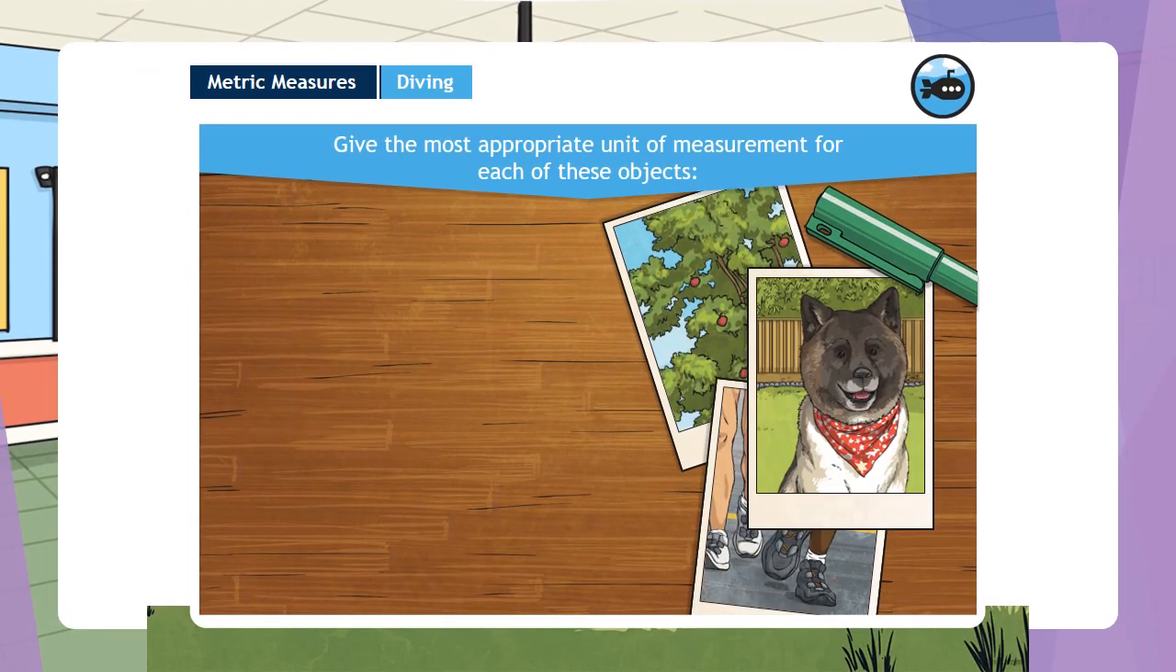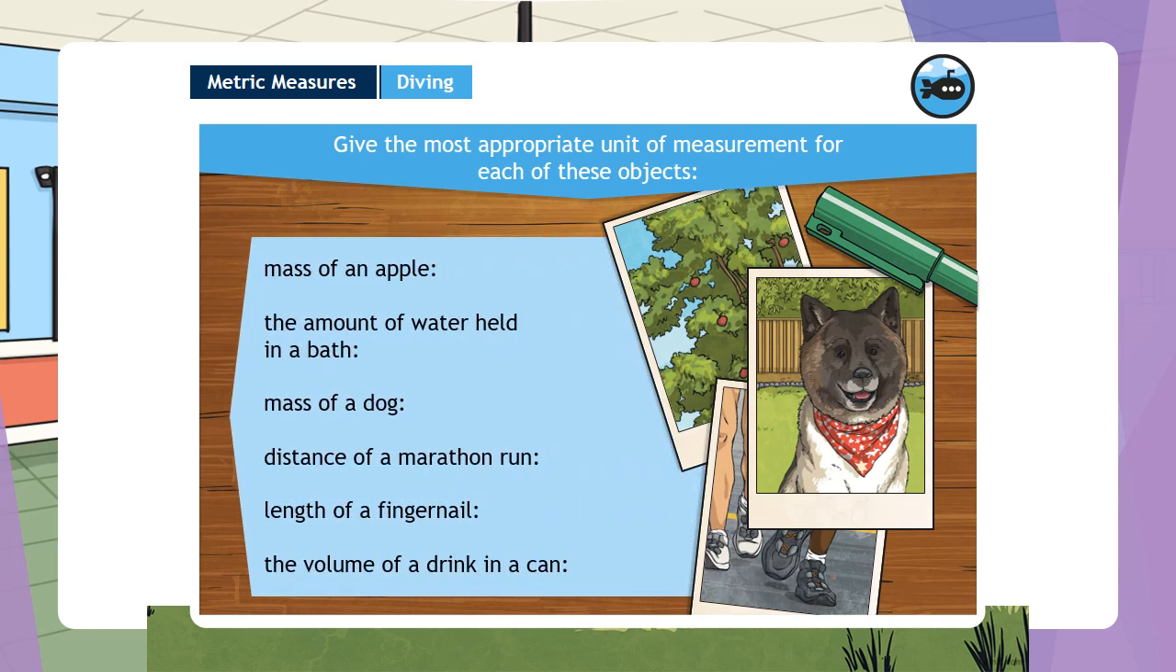Now, give the most appropriate unit of measure for each of these objects. The mass of an apple. If you brought me an apple and I said, "Ooh, how much does that apple weigh?" And you replied, "Miss, it's 24 litres." I'd probably say, "Huh? 24 litres? How can I measure an apple in litres?"